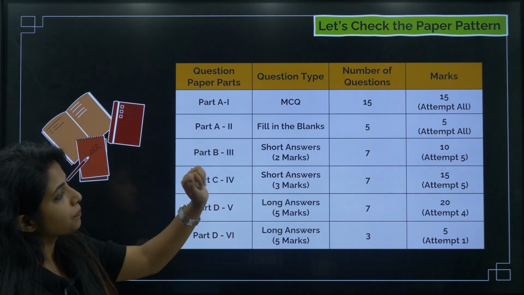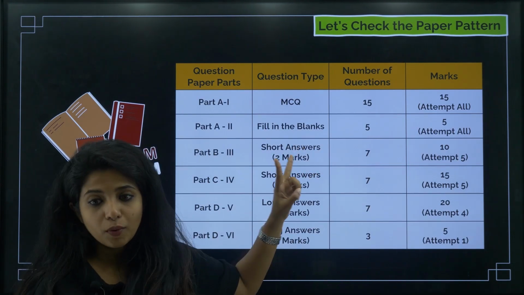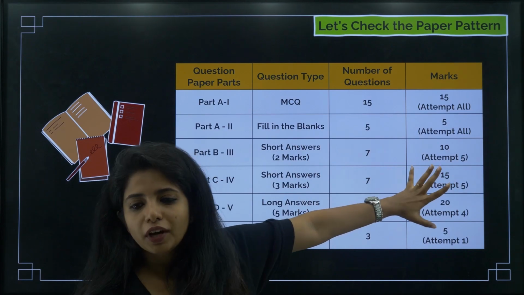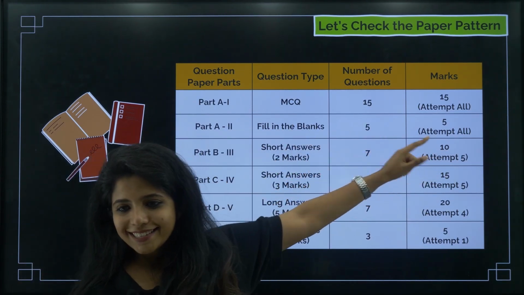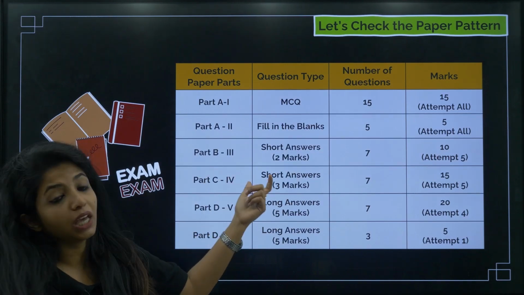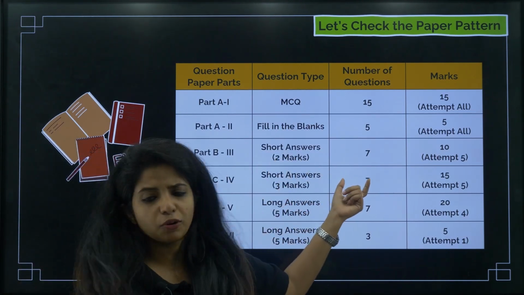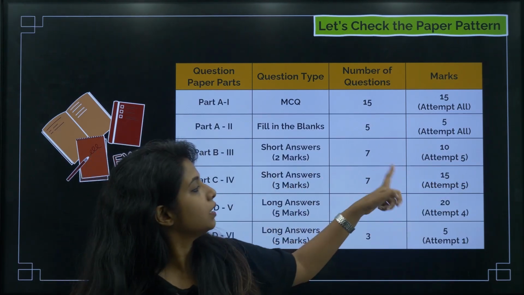Now part B will have short answer questions, 2 marker questions. 7 questions will be there, and you have to attempt at least 5 of them. Only 5. So 5 into 2, 10 marks. Part C will again have short answer type questions, but of 3 marks. Again 7 questions will be there. Out of that you have to attempt 5. So 5 into 3, basically 15 marks.